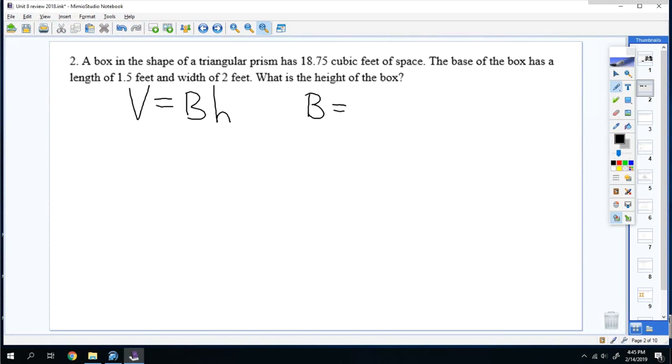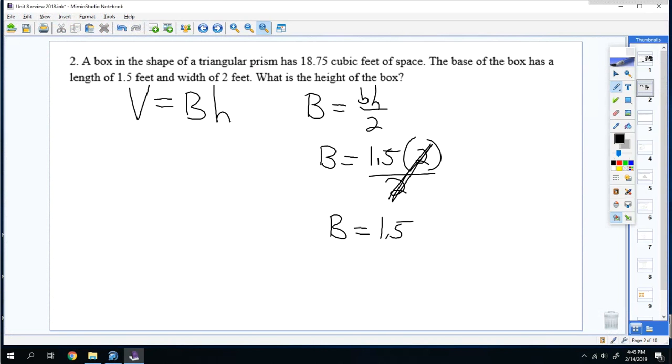Then in this case, big B is going to be base times height divided by 2 because it's a triangular prism. That means the base is a triangle. And the base of the triangle is 1.5, and the height of the triangle, I'll say, is 2. Okay? And then we're going to divide by 2. So that means that these 2's can cancel out, so it means that my big B is just 1.5.